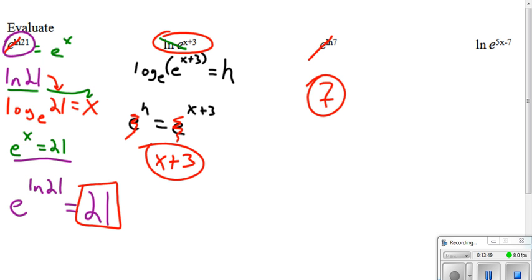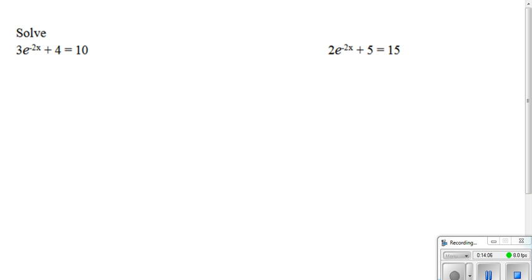So let's do that over here. We have ln of e to the 5x minus 7. Cancel those out, and we're left with 5x minus 7. Nice, quick, easy properties to help us with those logarithms.